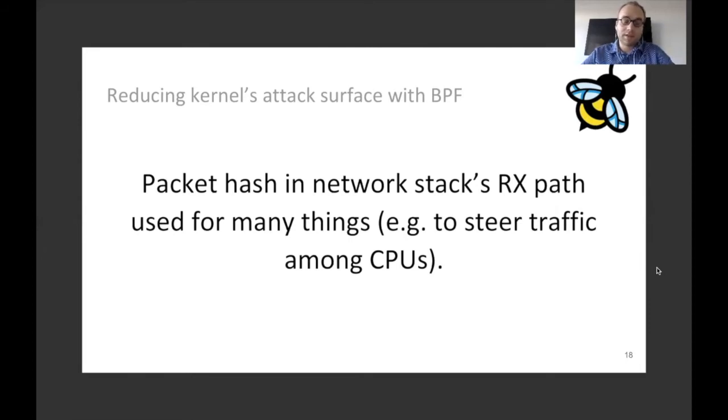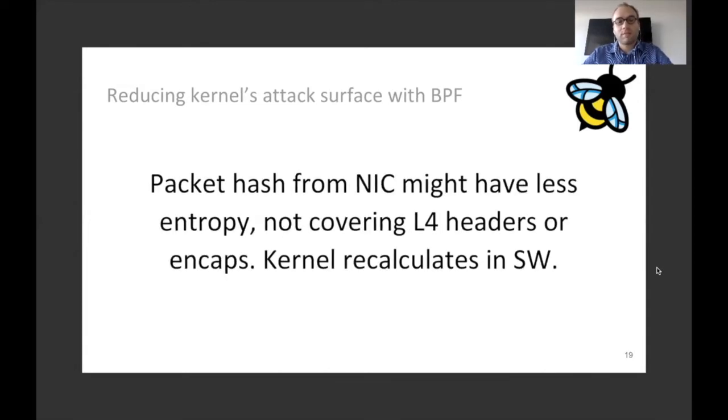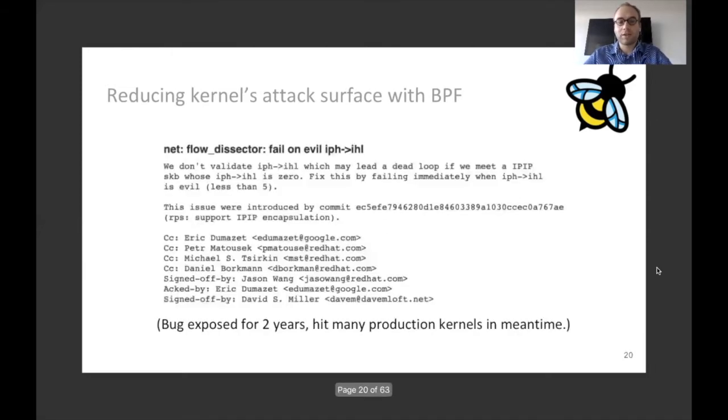In this case, it was about calculating packet hashes. They are used in a lot of places in the networking stack. For example, in the receive path, for steering traffic between CPUs. And in case a packet hash from the network card does not have enough information, for example, only covering L3 headers, but not L4 headers, then the kernel would recalculate this hash in software in order to be of higher quality. And that is done by the so-called kernel flow dissector.